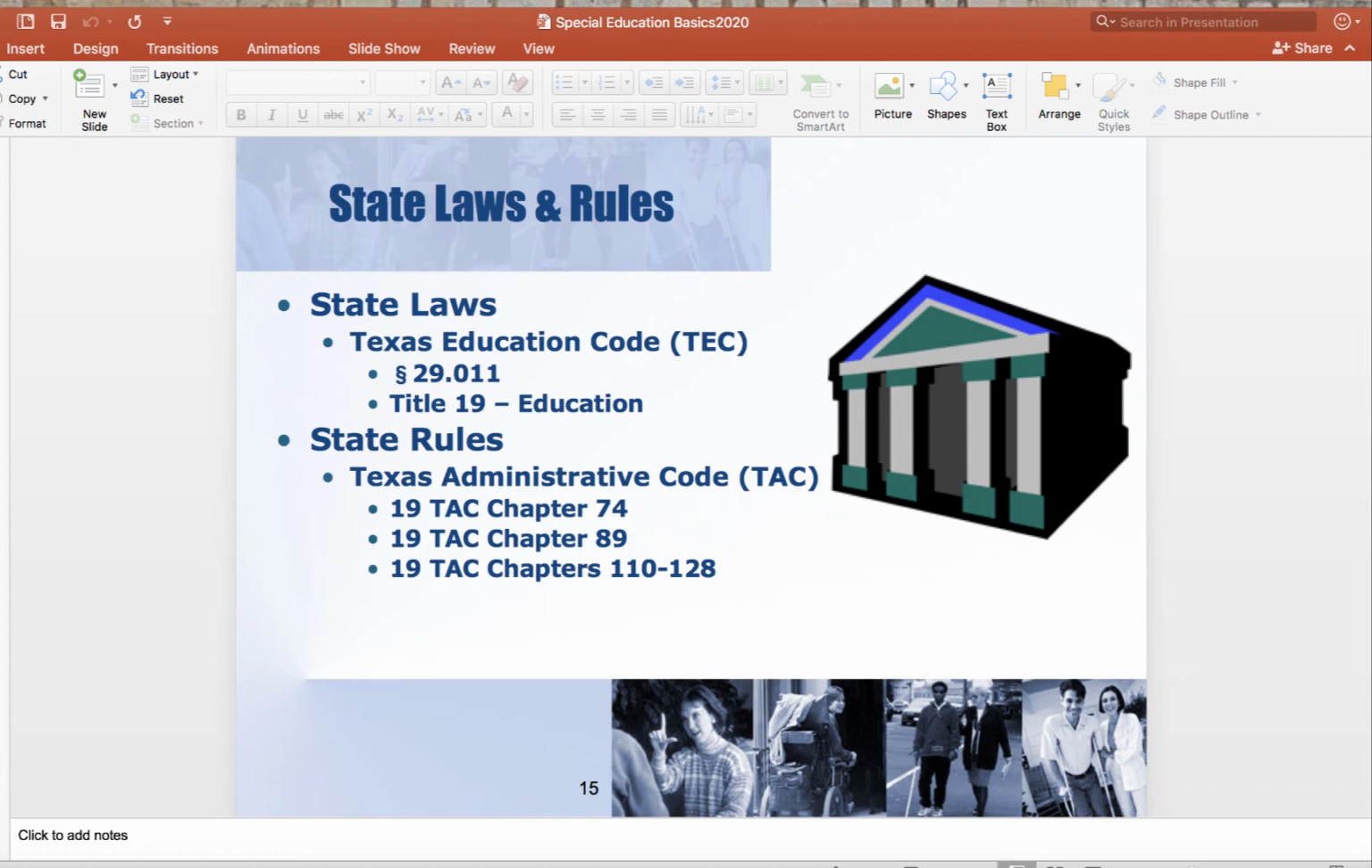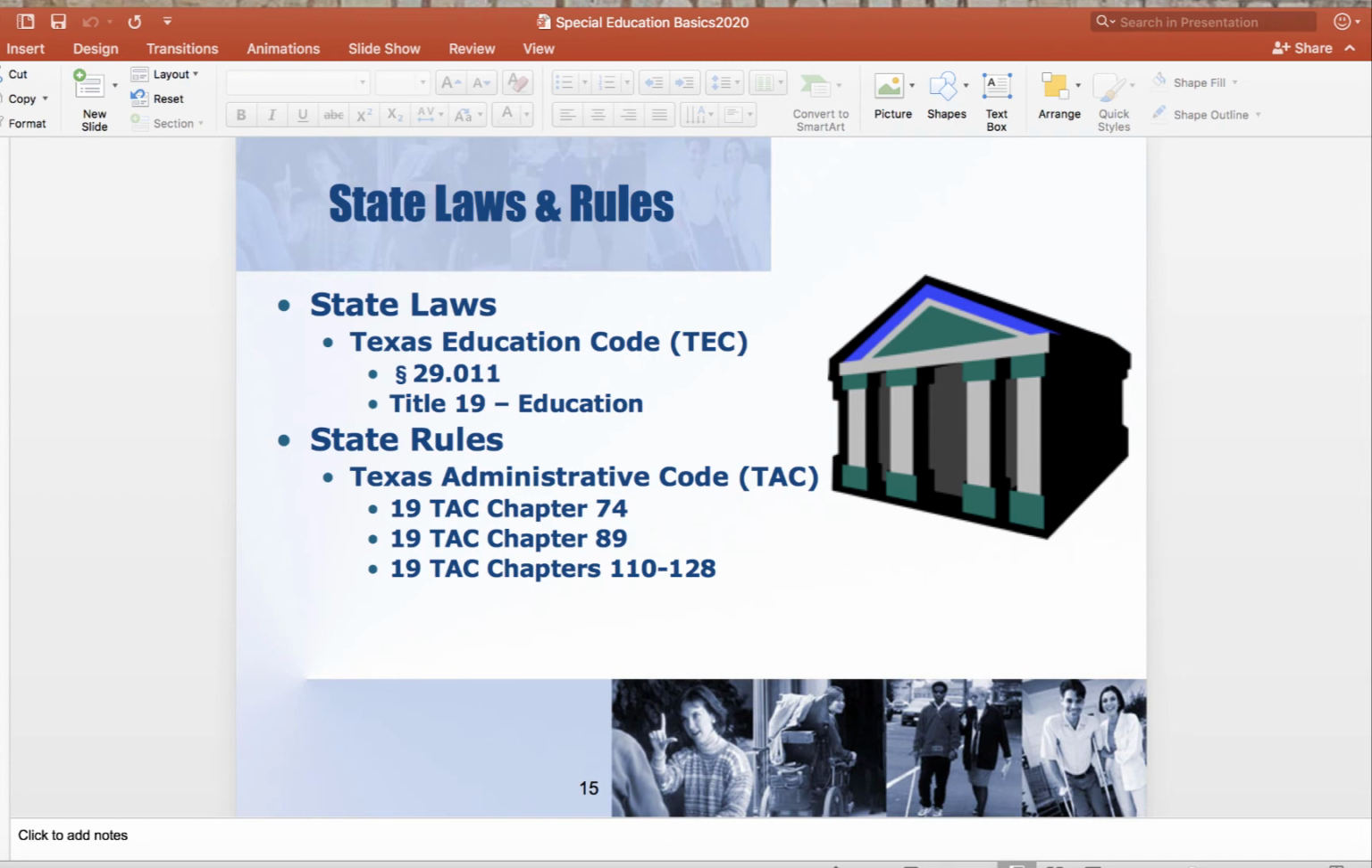Now then, these are the state laws. We have the Texas Education Code and the Texas Administrative Code. All states have their own versions of these, but since we're in Texas, we're going to talk about these. They tell you all the puzzle pieces of what needs to go in the middle of the puzzle. So this is all these laws.